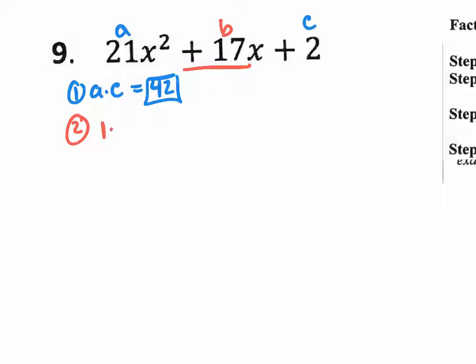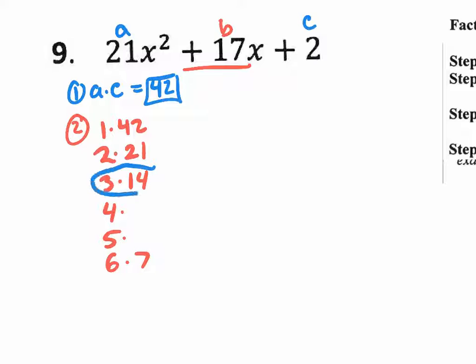So how could I get 42? 1 times 42, 2 times 21, 3 times 14. 4 times what? Doesn't work. 5 doesn't work. 6 times 7. And that's it. Those are all the different ways of multiplying two numbers to get 42 besides changing signs. Anyway, which pair of numbers, when I combine together, gives me the middle value 17? 3 and 14. We don't have to change any signs, right? Positive 3 plus positive 14, that's positive 17.